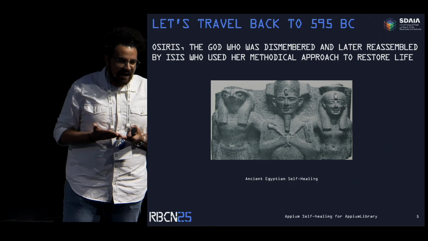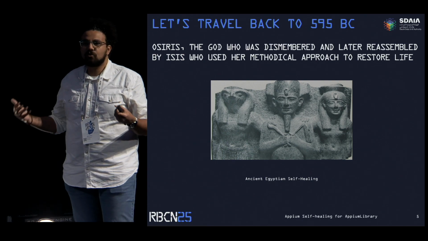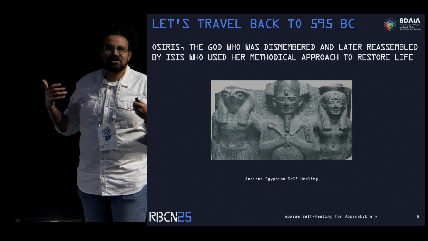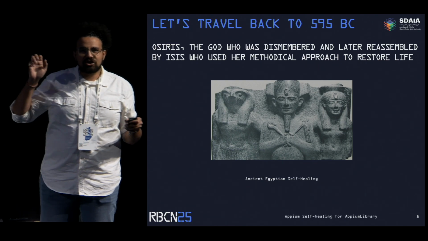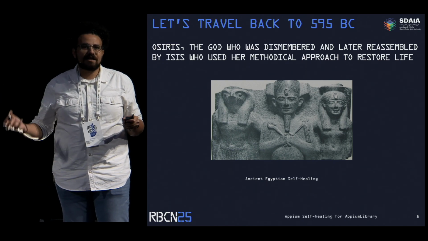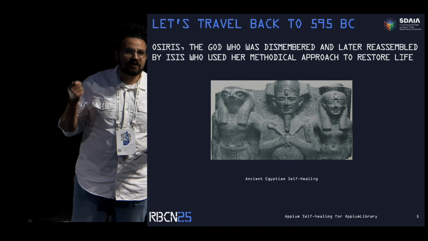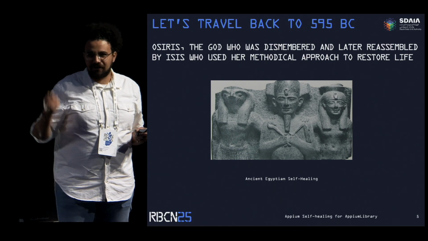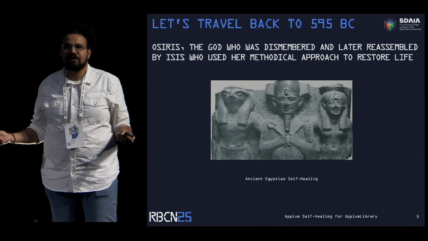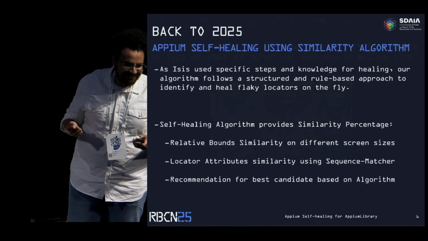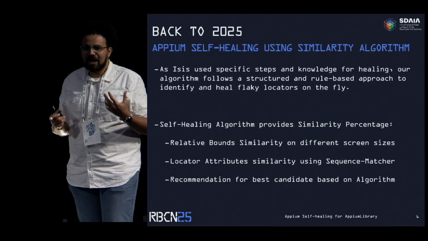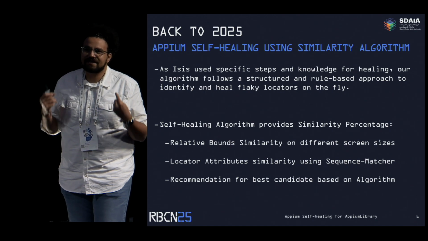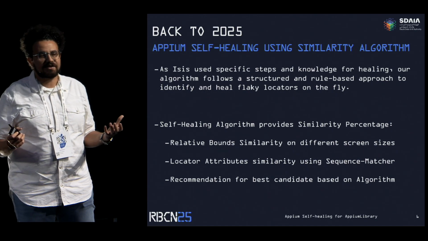Fortunately, Isis had magical abilities and a very good vision, and she was able to reassemble his body again. This was the first ever attempt at self-healing. And as Isis did, our approach for self-healing is doing pretty much the same.